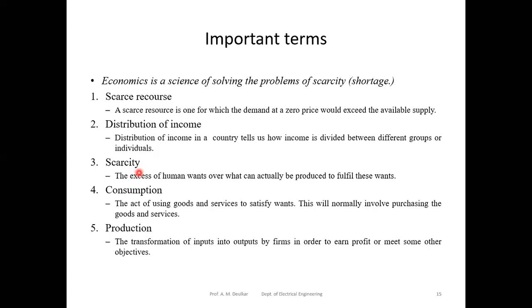Third is scarcity, the excess of human wants over what can actually be produced to fulfill these wants. There are some demands for some goods or some services. We are all surrounded by different goods and services, but still we as humans want something more than the already available resources. That particular want, which is in excess compared with what is actually being produced, that gap we can call scarcity.